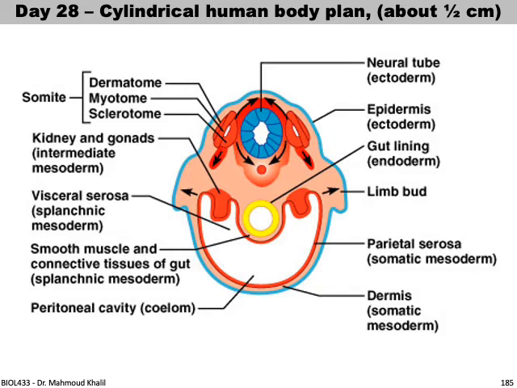You can see as well that the neural tube, which came from the ectoderm, is well developed, and the epidermis, which comes from the ectoderm as well, is well developed. And the gut lining is now a complete tube, which is coming from the endoderm. The limb buds start to arise, and you can see that the parietal serosa coming from the somatic mesoderm is well developed. And the dermis, coming from the somatic mesoderm, which will share in the structure of the skin, is well developed.